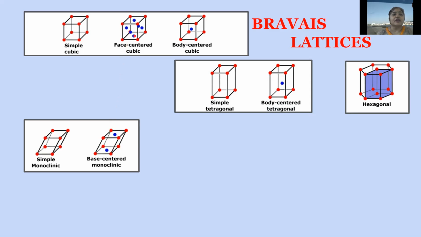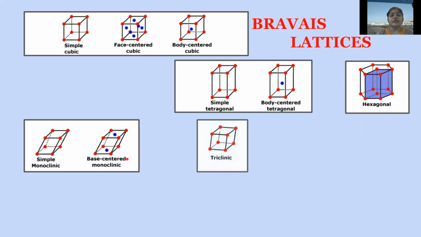In the face-centered, as you saw in the cubic, face-centered cubic, there is a particle at the center of every face of the cube. So there are 6 particles here, the 6 blue colored particles. Whereas in the base-centered, there are only 2 particles, on the top face and at the bottom face. That is called base-centered. So in monoclinic, you have 2 types, the simple monoclinic and the base-centered monoclinic.